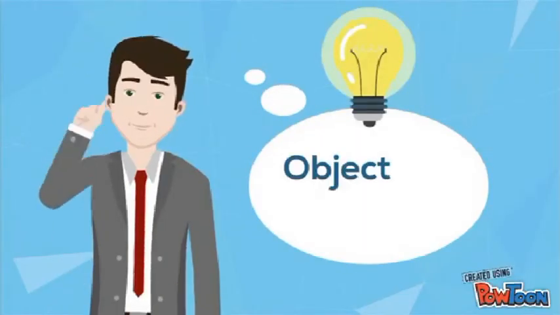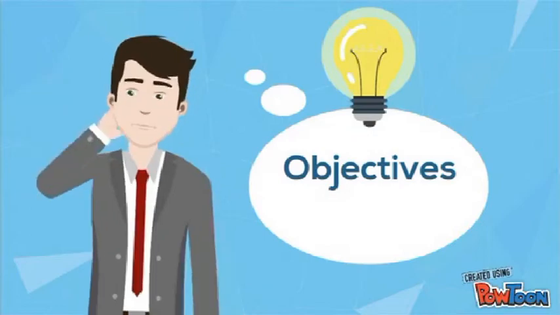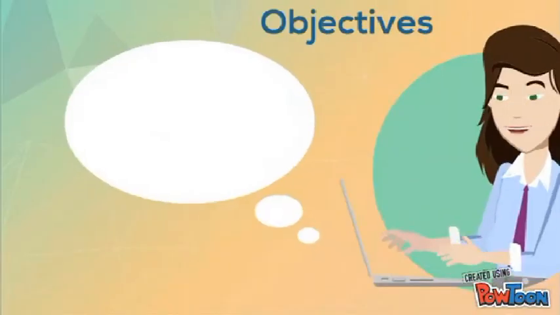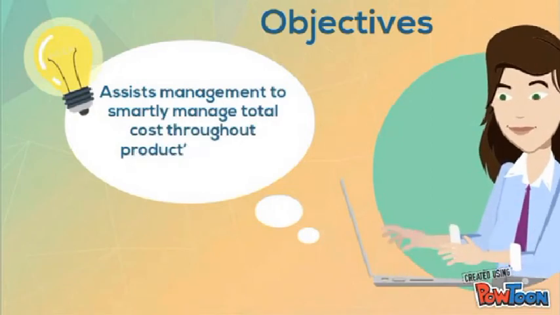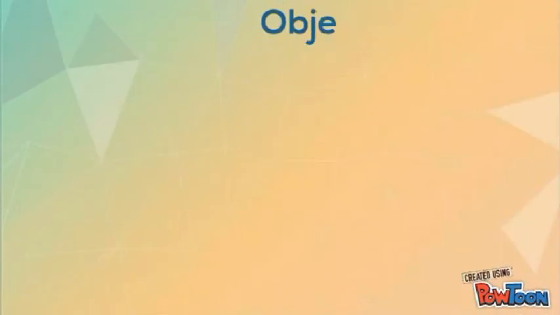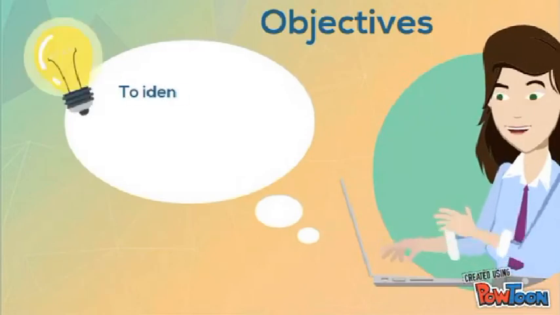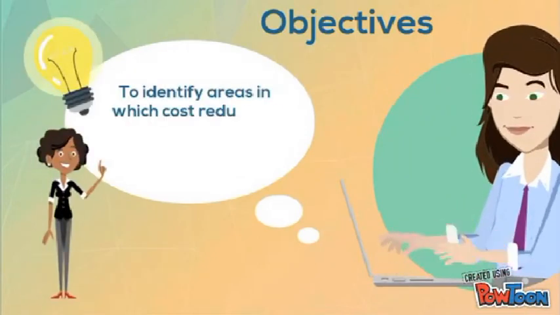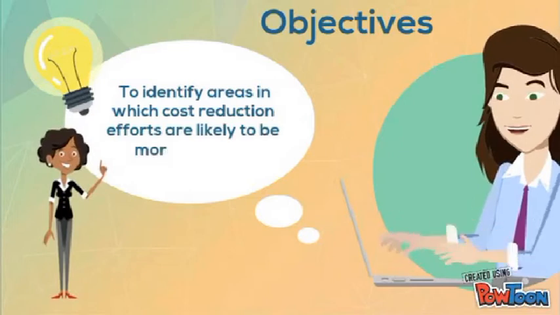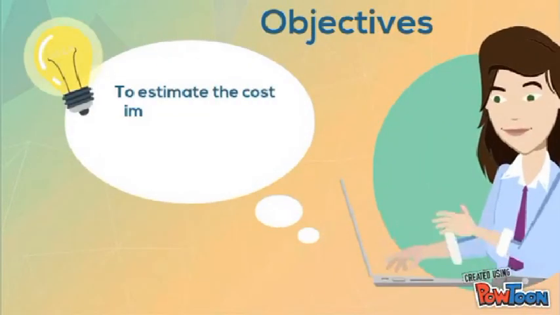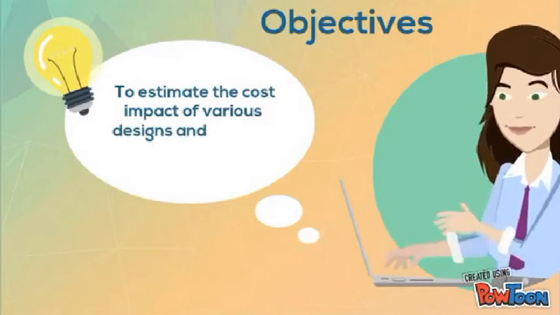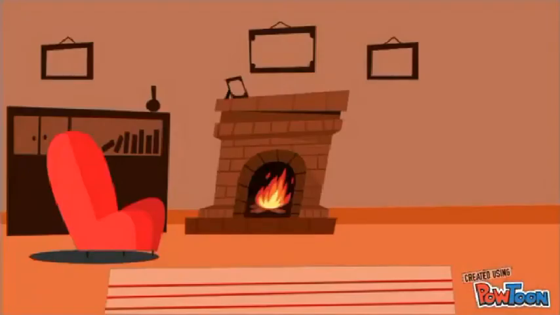Next, what are the objectives of life cycle costing? The first one is life cycle costing assists management to smartly manage total cost throughout product's life cycle. The second one is to identify areas in which cost reduction efforts are likely to be more effective. Next objective is to estimate the cost impact of various designs and support opinion.